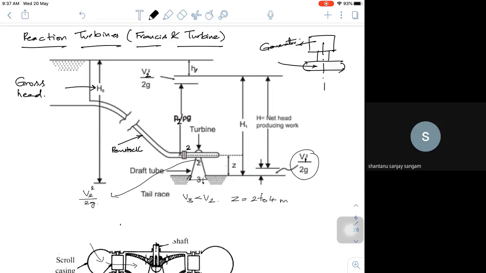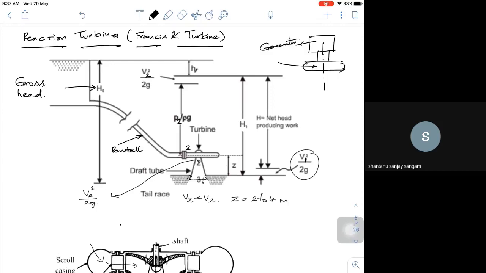I will look into the function of the draft tube, all those things. But the draft tube allows the turbine to be placed above. So you have a tail race. What is the tail race? After the water comes out of your reservoir, wherever the water flows at the downstream, that downstream is called the tail race actually.